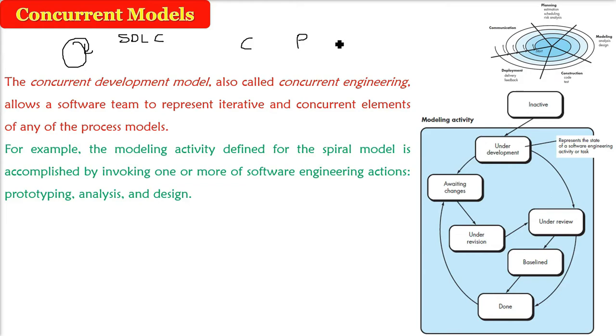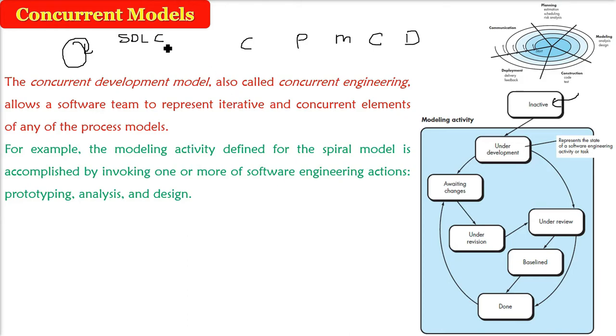We will talk about spiral. So here we have a spiral model. Any framework activity will start with communication, then planning, then modeling, construction, and then deployment. These are the different states. Every framework activity will be in a certain state. All will be concurrent, meaning all will be there, but in different states, say awaiting changes, under review, under development, inactive, done, baseline. Every activity will have a certain state, and they will be there concurrently.